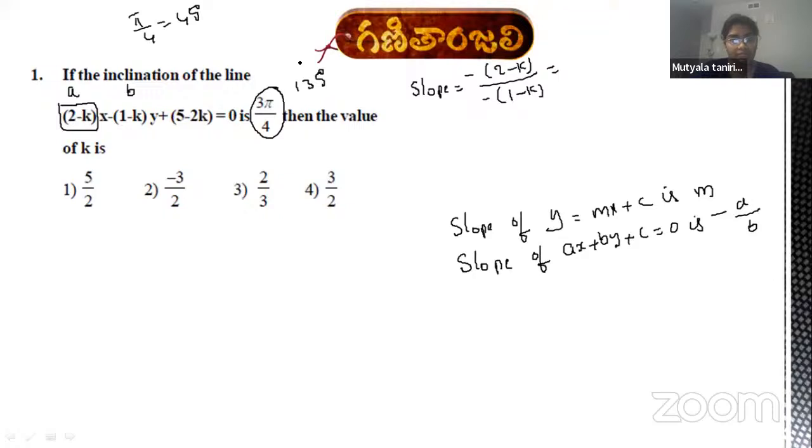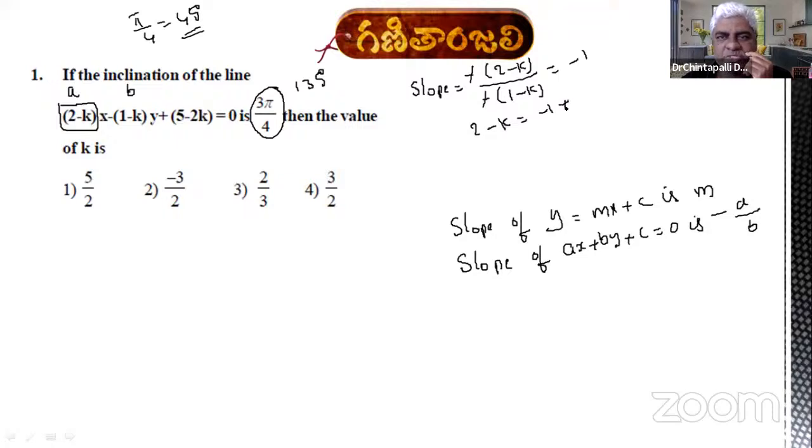Tan 45 degrees is 1. 135 degrees belongs to the second quadrant, so tan 135 degrees is negative 1. So slope is negative 1. By solving this, 2 minus k is equal to negative 1 times negative k, right? Then 3 is equal to 2k. 3 over 2, sir. Is the answer 3 over 2? Option 4.